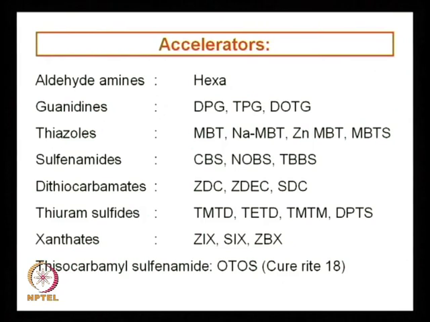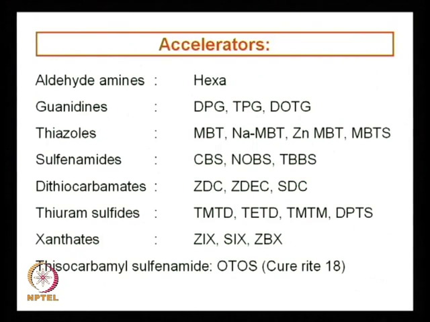Then accelerators. There are various accelerators available in the market which are used in commercial practice: the thiazole category, sulfonamide category, dithiocarbamate category, thiuram sulfides, xanthates, thiocarbamyl sulfides. These are mostly used in making rubber products. As you go from top to bottom, the speed of their acceleration or reaction increases, so they are gradually faster reacting.